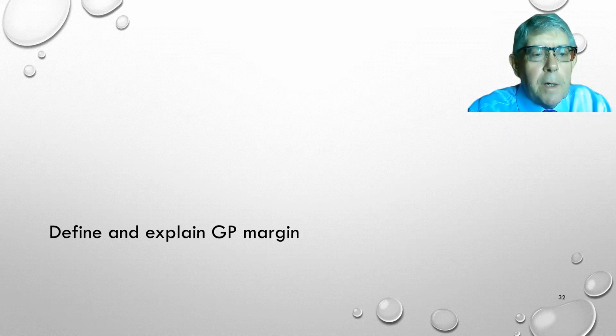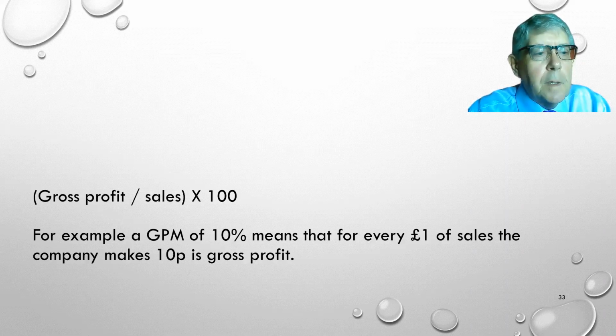Define and explain gross profit margin. Gross profit margin is gross profit divided by sales times 100. For example, a GPM of 10% means that for every £1 of sales, the company makes 10p in gross profit.